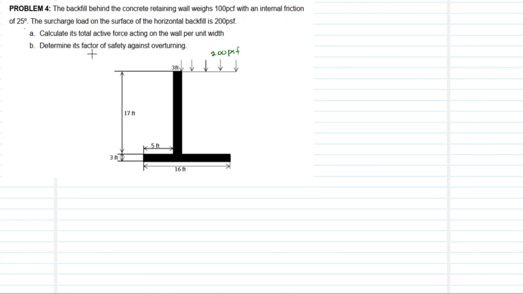And then, yung letter B, we have to determine its factor of safety against overturning. Okay? So, to solve our equation, first we need to find the value of our coefficient, that is equal to 1 minus sine of 25 over 1 plus sine of 25. Okay? So, that is equal to 0.406.